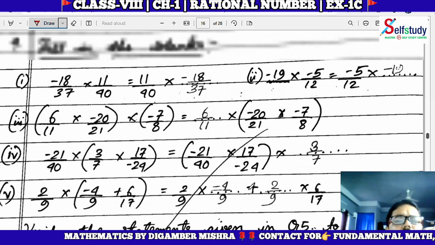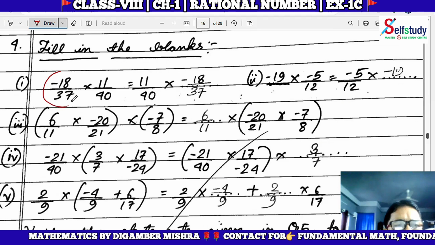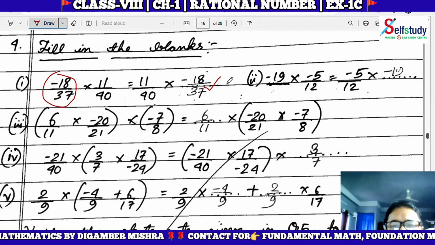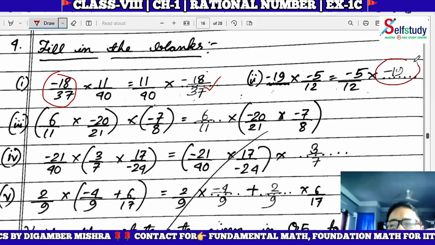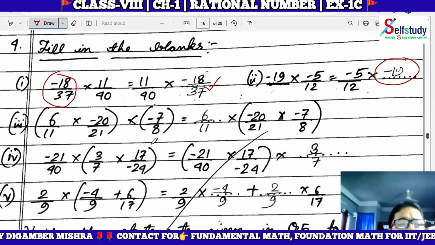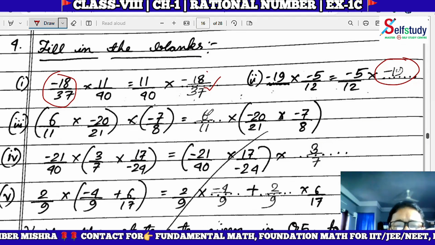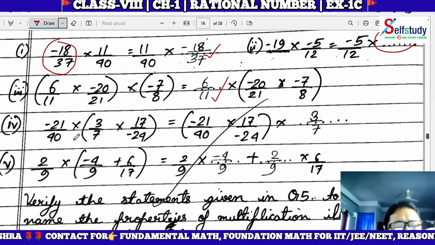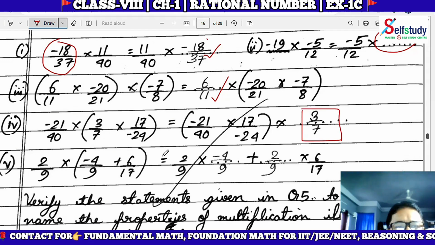Fill in the blanks. So using the property you can do that. So this is commutative. -18/37 is this side, but here it was not, so this I think is the answer. Similarly -19 into -5/12, and here it was -5/12, -19 is not there, so -19. This is according to commutative law. This is associative law of multiplication. 6/11 here it was not, so -6/11 is the answer. Now here you can see this is also associative law, so 3/7 is the answer here.